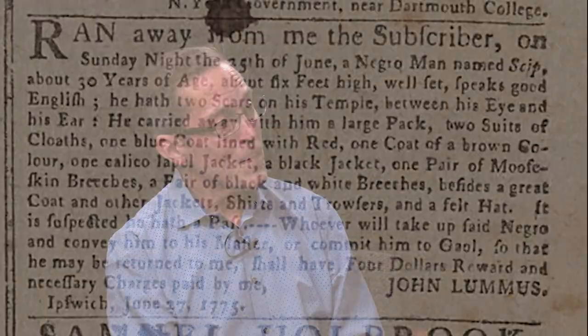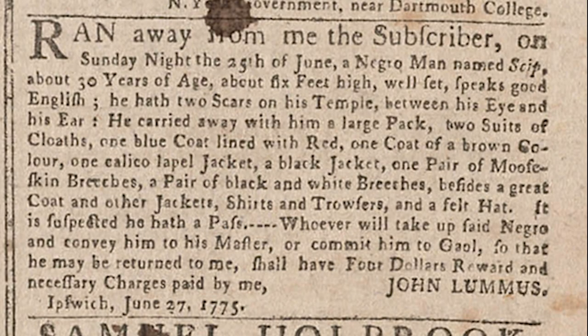Okay, now let me hold you back. I'm going to ask Chris to put up the newspaper ad. So this is a newspaper advertisement from 1775. It says, ran away from me, the subscriber, on Sunday, and the enslaver describes Scipio. It gives a physical description of him: 30 years old, 6 feet high, well set. I love this: speaks good English. He doesn't speak English well, he speaks good English.